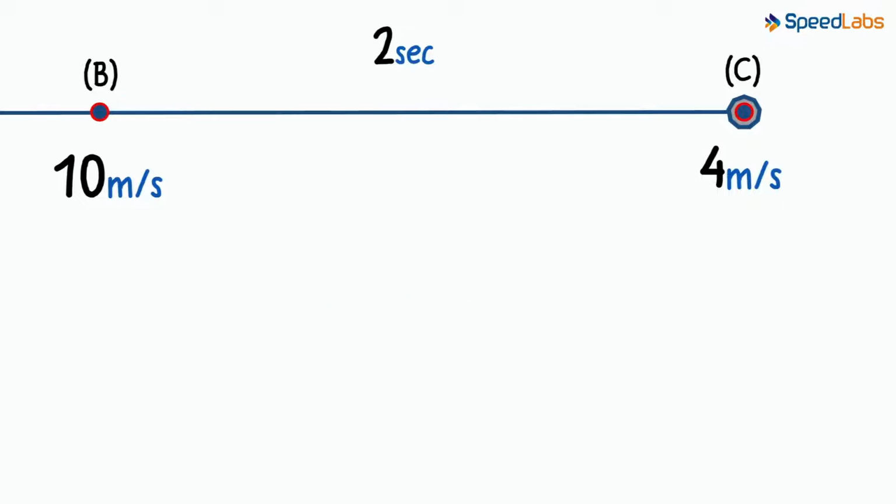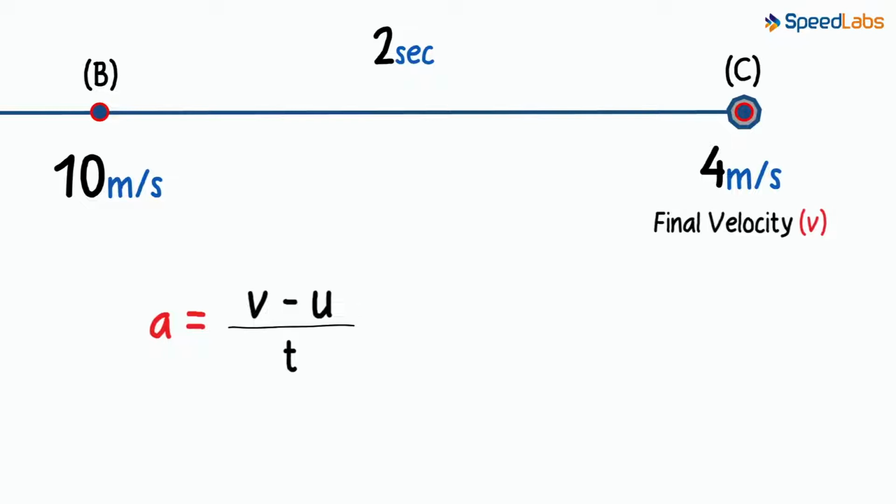It's easy. The acceleration formula remains the same. Final velocity v minus the initial velocity u over the time taken. In this case, the final velocity is 4 meters per second, the initial velocity is 10 meters per second, and the time taken to reach C from B is 2 seconds.